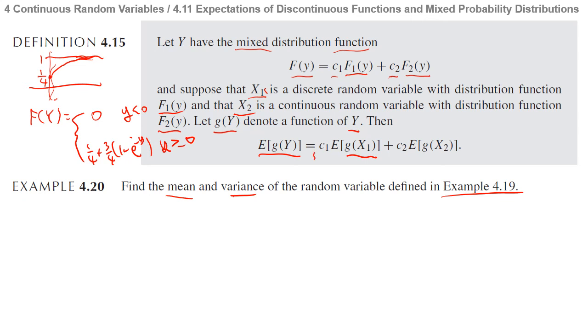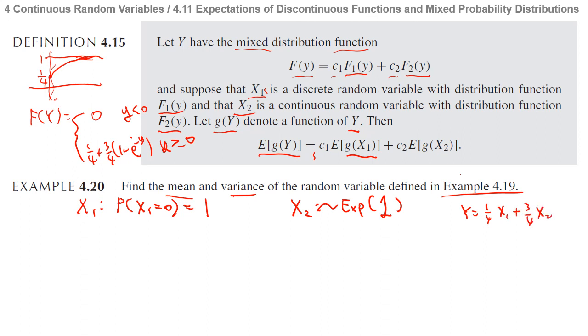And here, what are X1 and X2? X1 is discrete, with a point mass at 0. So the probability that X1 equals 0 is 1 for the discrete case. And what about X2? X2 has the exponential distribution with lambda equals 1. And the new variable Y is 1 over 4 times X1 plus 3 over 4 times X2. Okay, so this is our new mixed distribution.